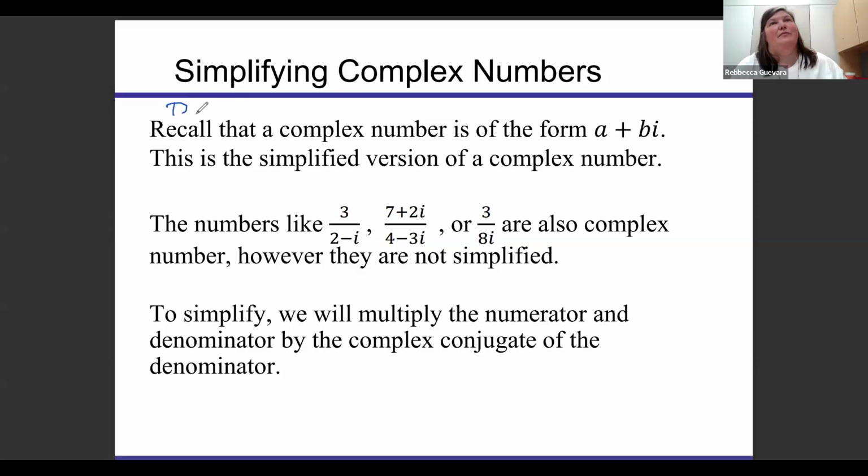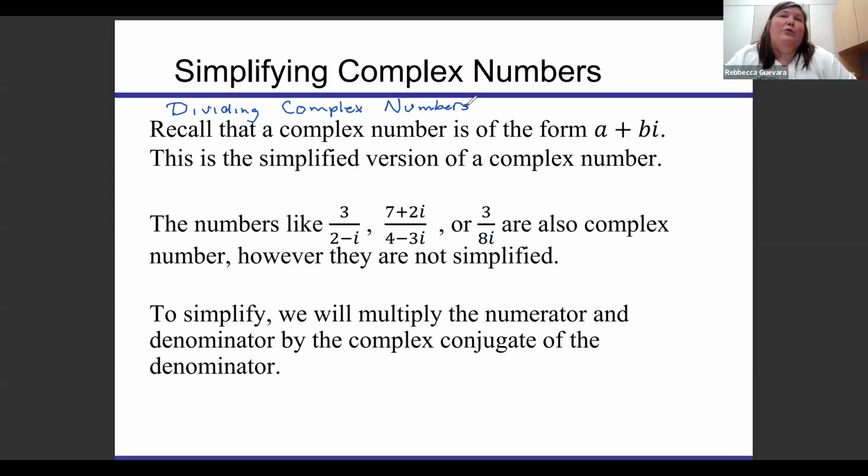All right, so simplifying complex numbers. This is essentially also dividing complex numbers. So if you end up taking trig, this is something you see a lot. So recall that a complex number is of the form a plus bi. This is the simplified version of a complex number.